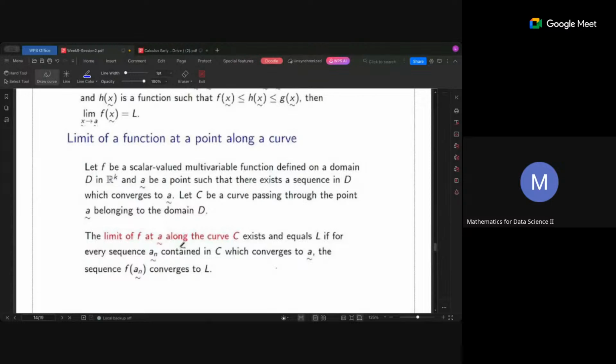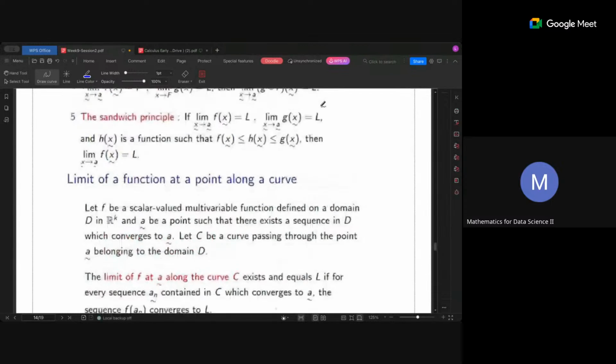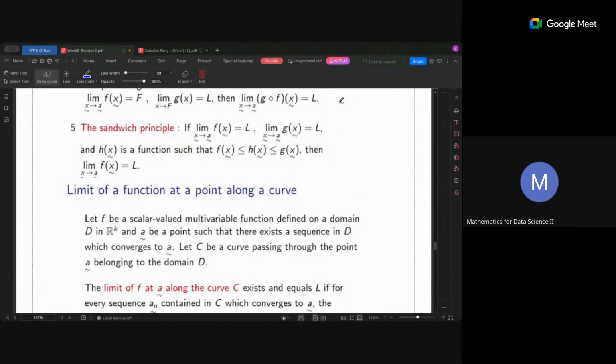Now the next thing is actually very important: the limit of a function at a point along a curve. What does that mean? In the case of one variable, when do you say a limit exists? When the LHL is equal to the RHL, that is, the left hand limit and right hand limit first of all should exist and they should be equal, right? So here, for example, I will give you a simple function. Maybe consider this function.